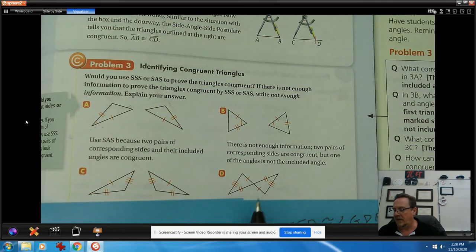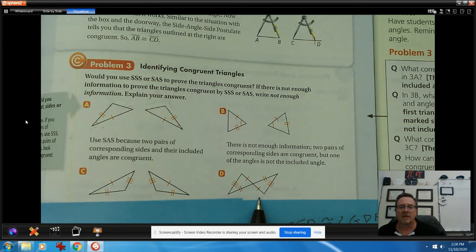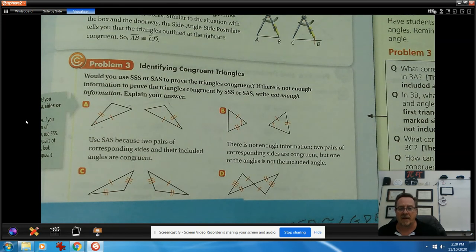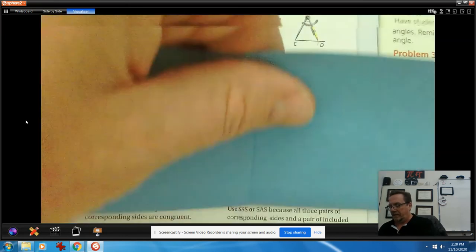Is there enough information here to show these two triangles are congruent? Yes. By side, side, side, correct? Again, by side, side, side, we can say they are.